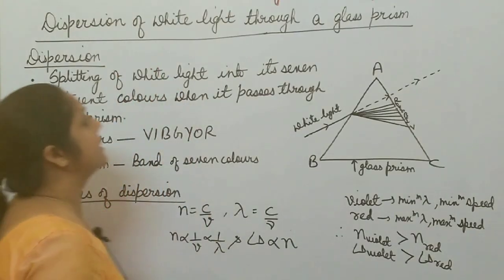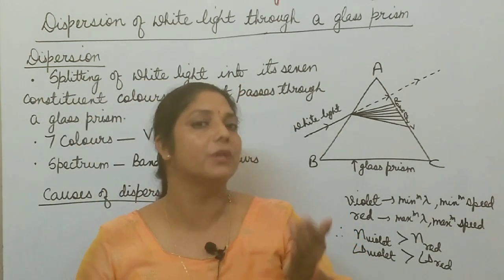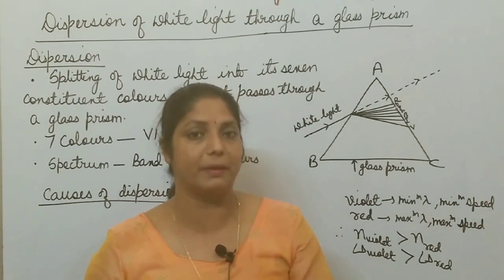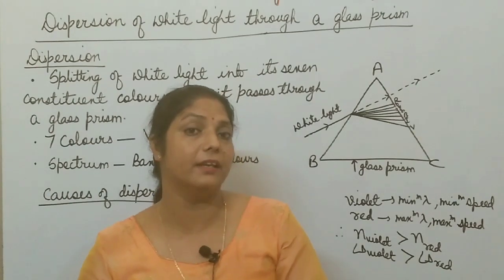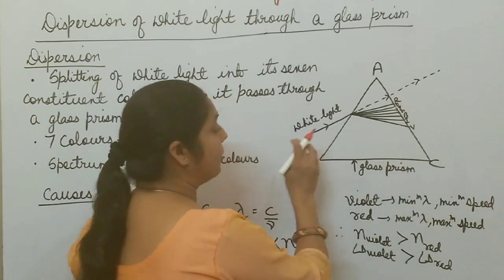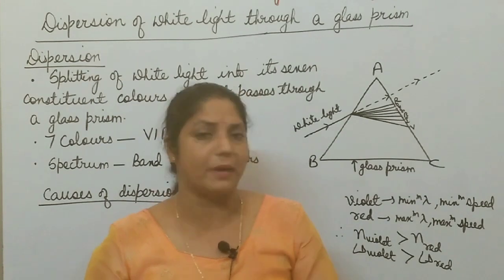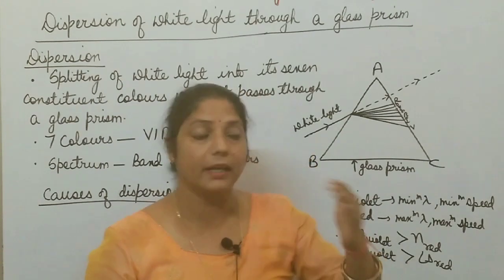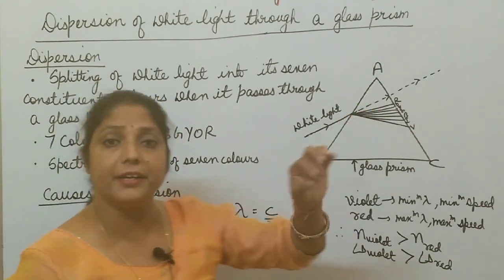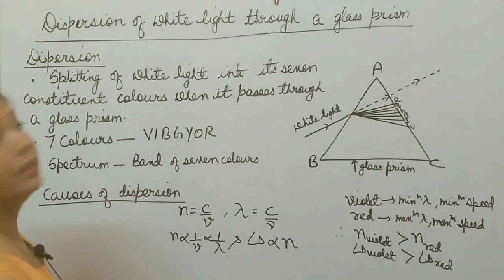Now, the next topic is dispersion of white light through a glass prism. You know, when light passes through a glass prism, refraction takes place. But that light has a single color, that is, monochromatic light. But what happens when white light passes through a glass prism? Suppose ABC is a glass prism and white light is incident on the surface of this prism. You know, white light consists of many colors. So when white light is incident on the surface of the glass prism, it is divided into different colors. It splits into different colors, and this process is called dispersion.